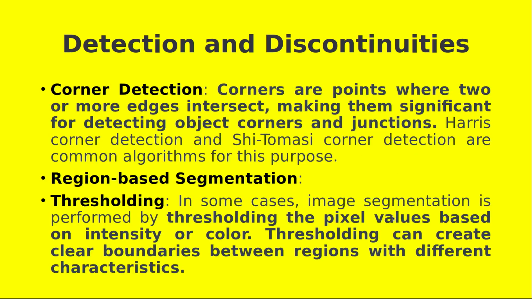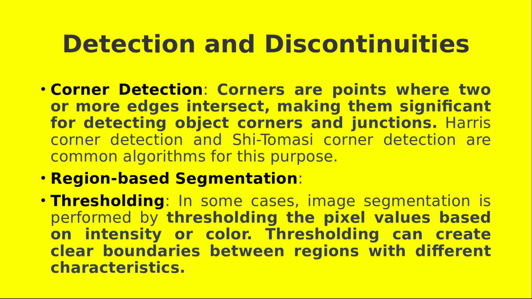Corner detection: where two or more edges intersect or connect, the place is called a corner or junction point. We use the Harris corner detection and Thomas corner detection. These are some of the algorithms used for corner detection.